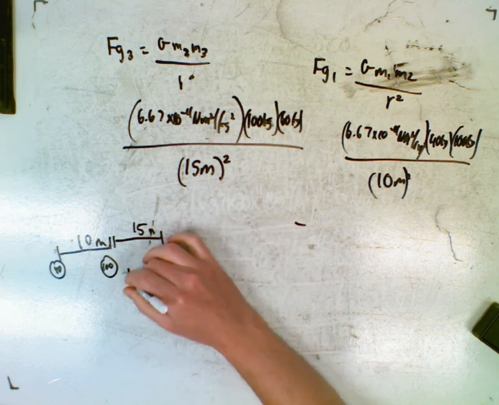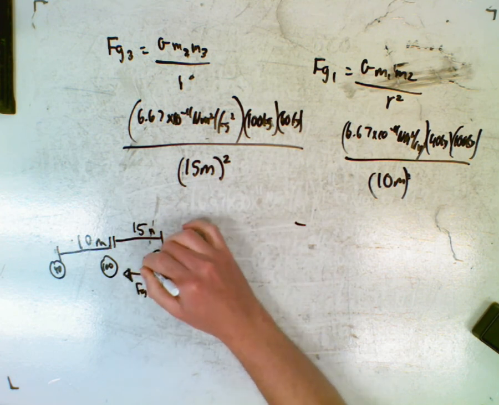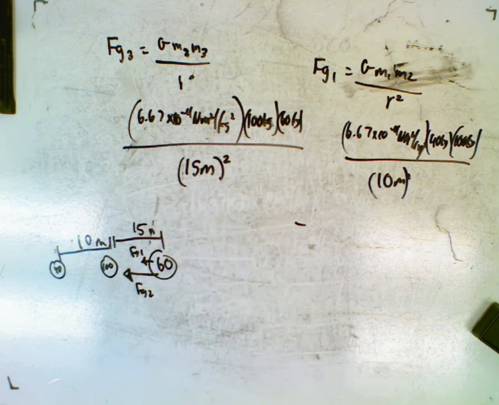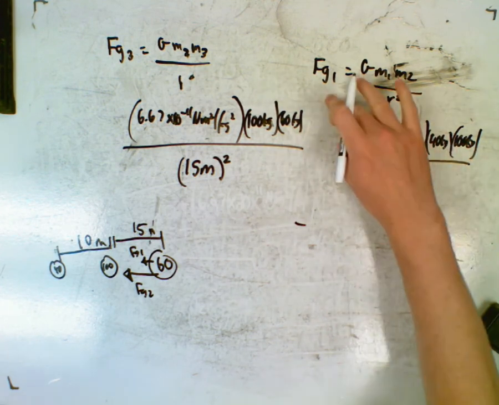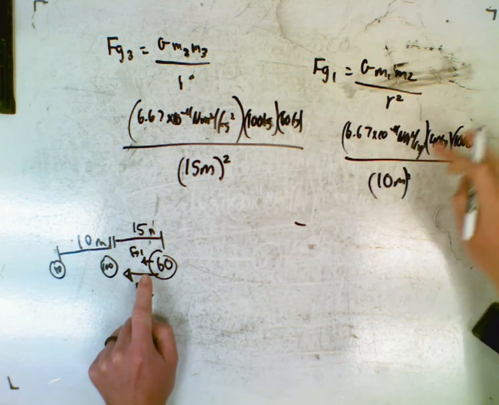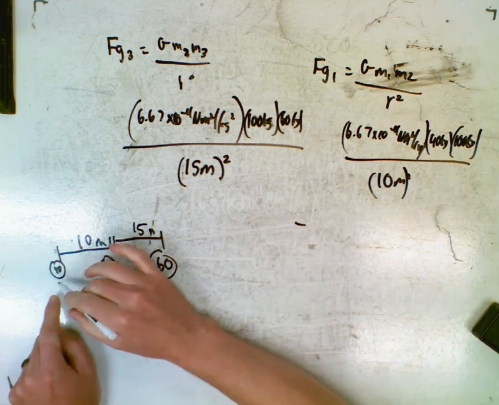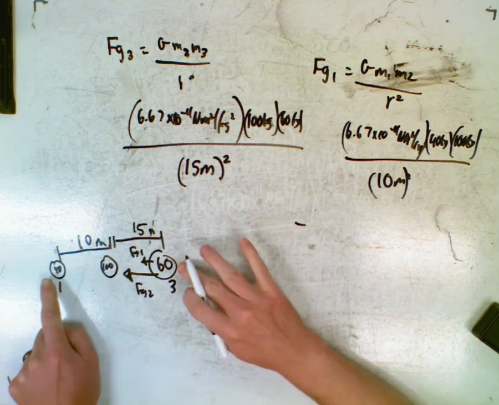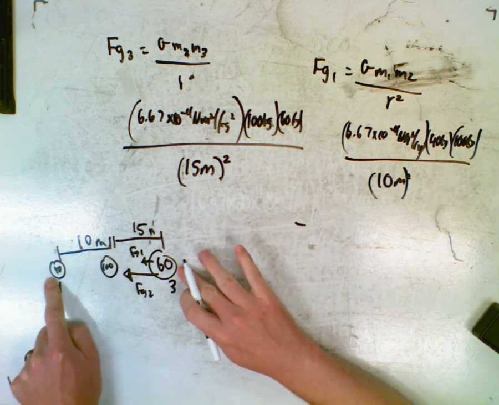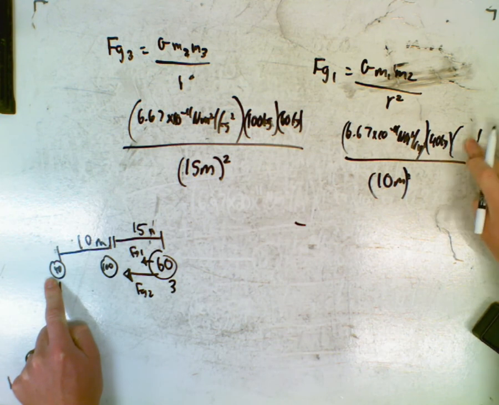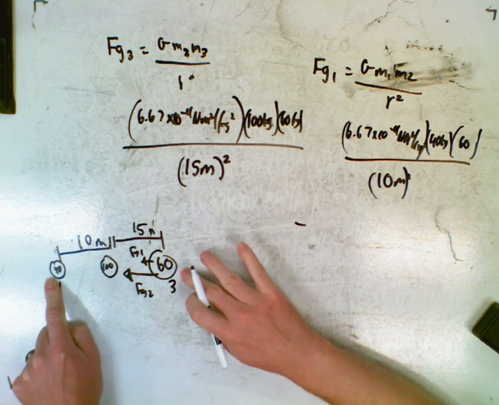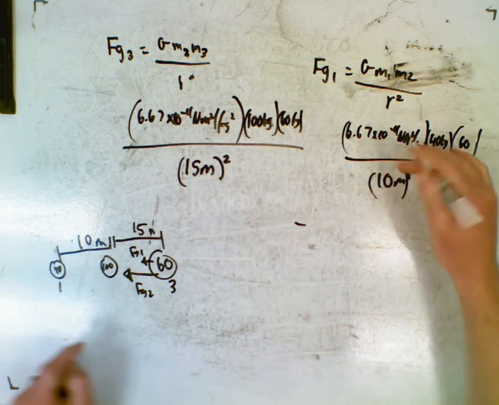Right, so we have this big FG2 and this small FG1, like that. If I want to find FG1 this time, same formula, same G, but this is mass 1 and this is mass 3. I want to use mass 1 and mass 3, so it's going to be 40 and 60, and then they're going to be 25 meters apart.